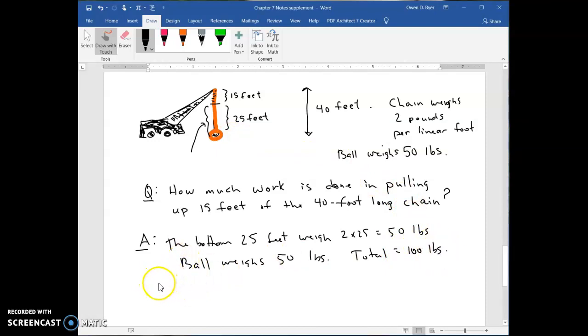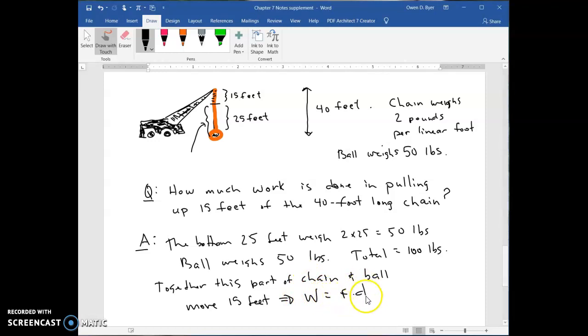And together they move exactly, all of that whole section, this part of the chain and the ball, you can treat it as one entity. They move 15 feet, which means that the work done to do that is force times distance. And the force, we said, weighs 100 pounds, and the distance is 15 feet. And so that is 150 pounds.